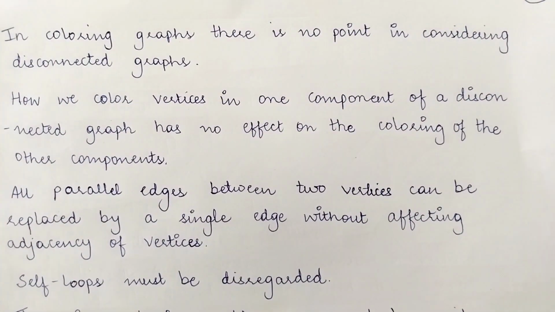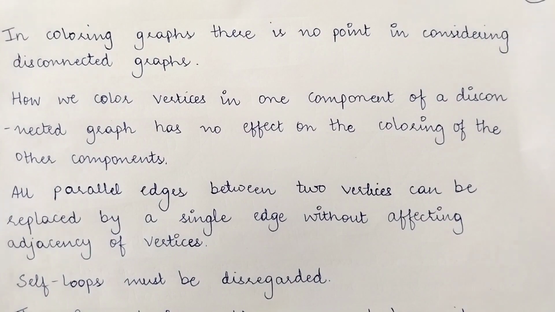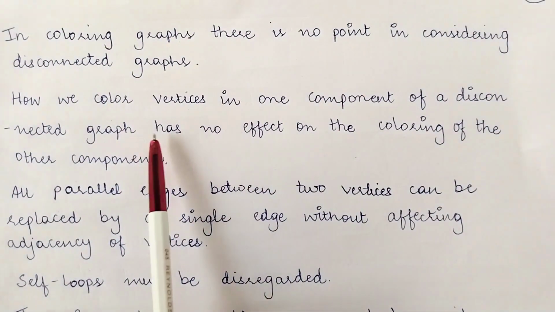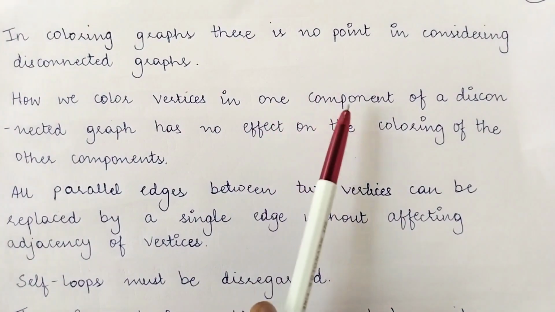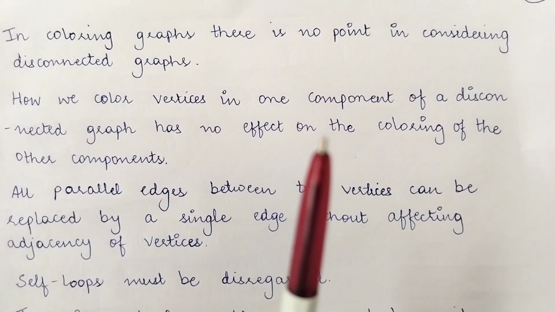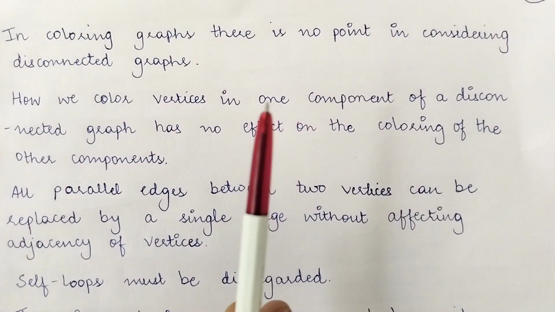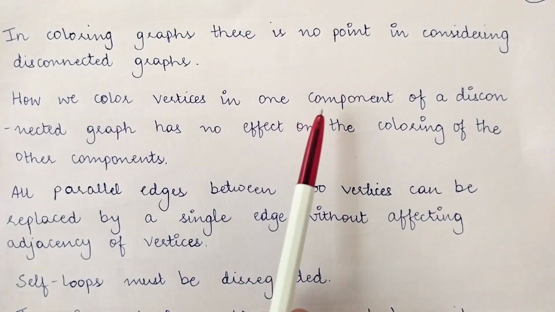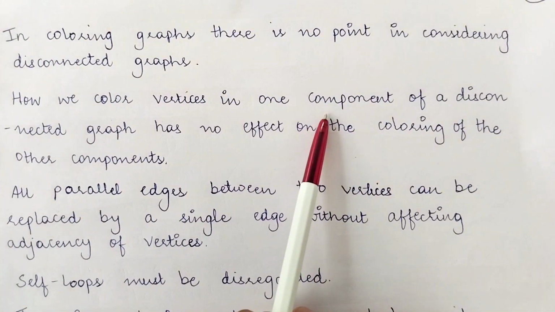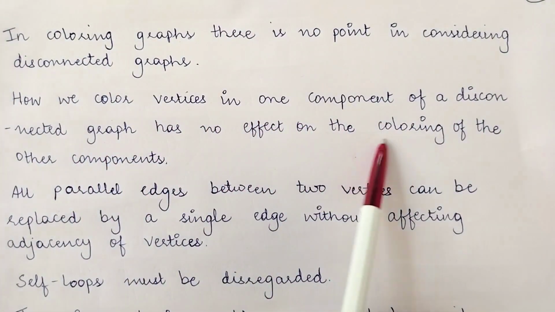Now in coloring a graph, there is no point in considering disconnected graphs, right? Because disconnected graphs have different components. How we color vertices in one component of a disconnected graph has no effect on the coloring of other components, because different components means there would be no adjacent vertices. No two separate components would have adjacent vertices. So it does not matter what coloring scheme you have used for one component of the graph with respect to the other component.